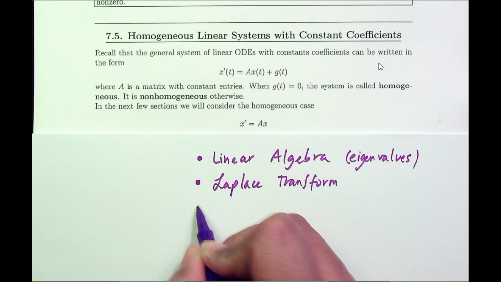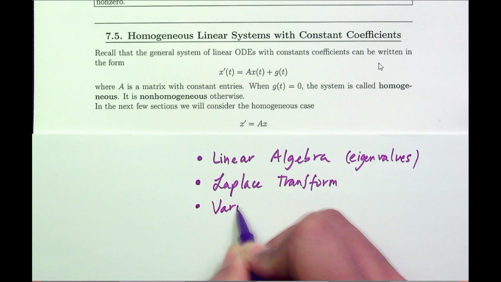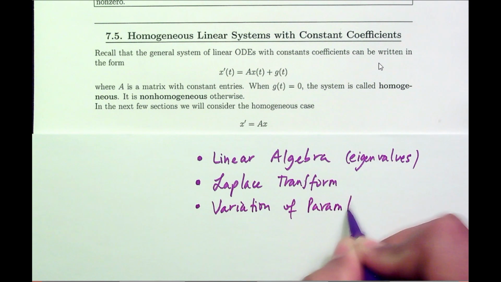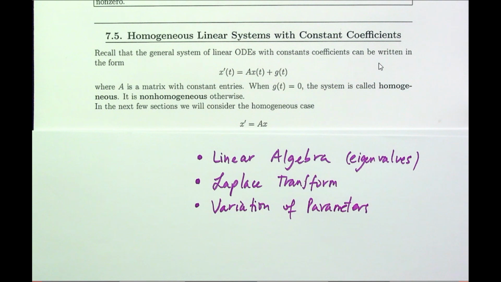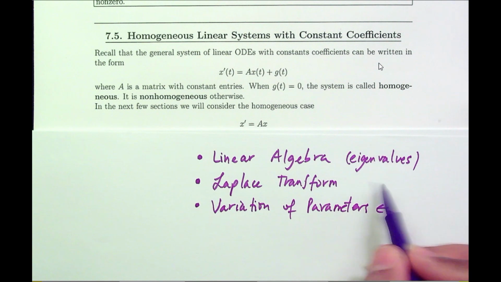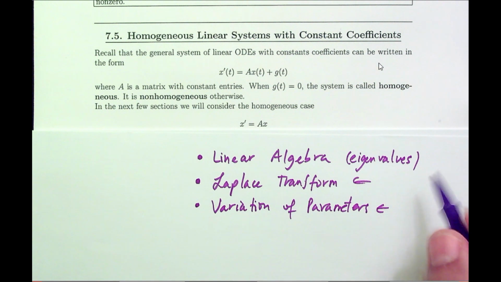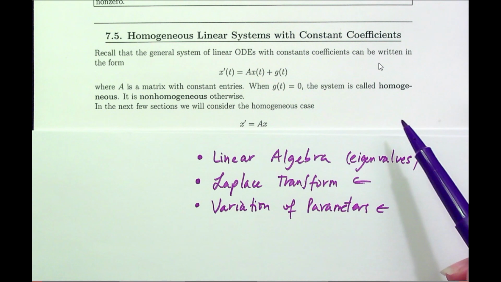And then there's also a way to adapt the method of variation of parameters to come up with a formula that solves the system. And both of these methods work easily, without any modifications whatsoever, for systems in which the system is not homogeneous.